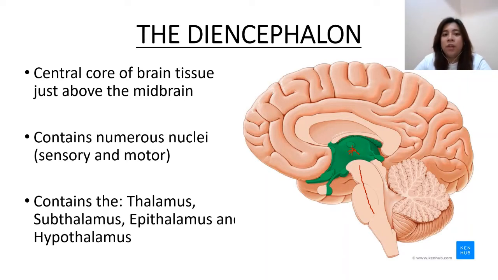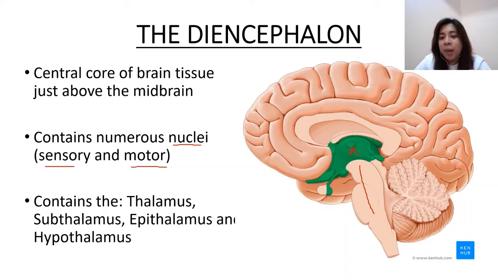So your diencephalon contains numerous nuclei. Nuclei are just a collection of neurons or nerves, and it contains both sensory and motor. So this means that the main role the diencephalon plays in the scheme of the CNS is to relay impulses.